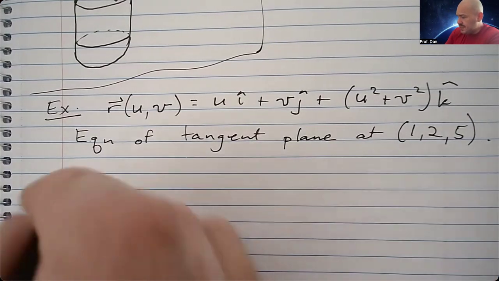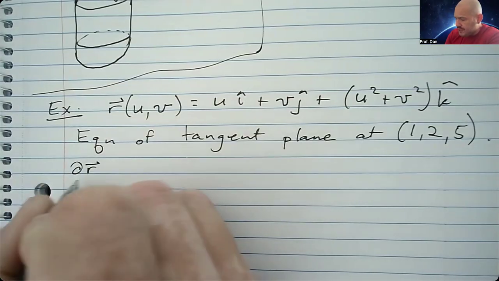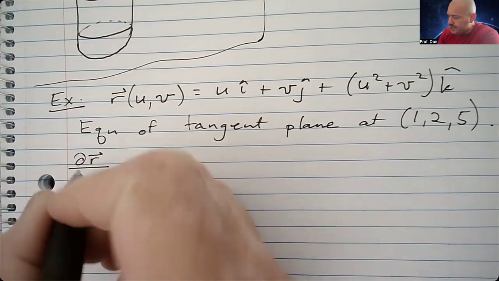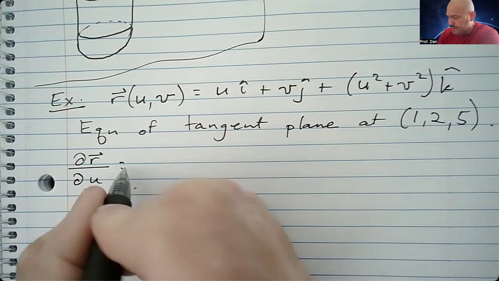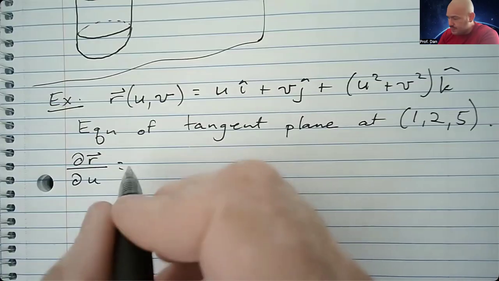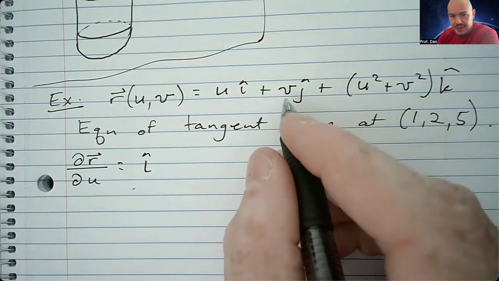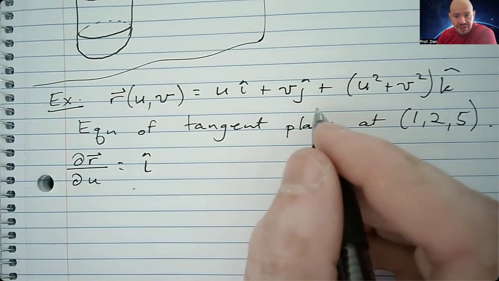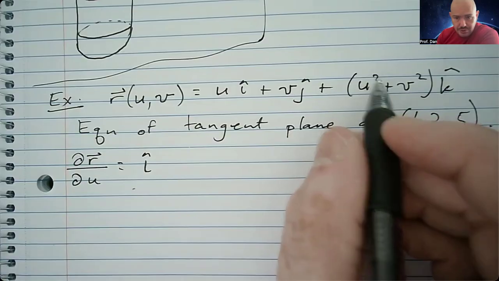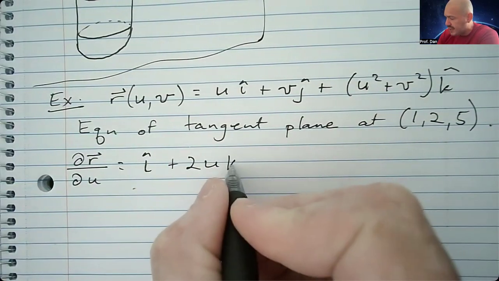And in this case, if I take the derivative of my parameterization with respect to u, right? Derivative of u is 1. So we'd get 1i. There is no u here, so the derivative of that would be 0. There is no j component. And then the derivative with respect to u, we would get 2u. This would be 0, so plus 2uk.